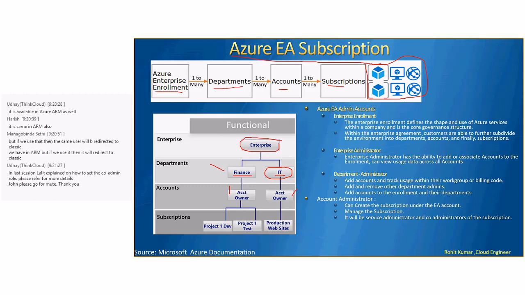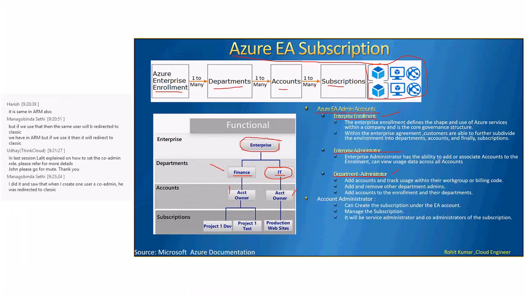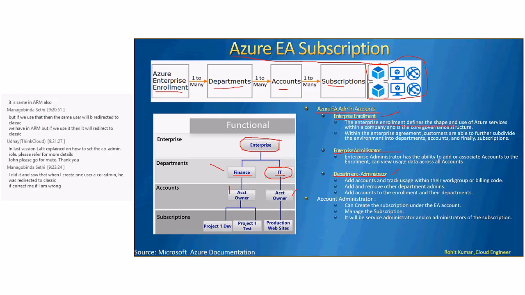So let's say here in the Azure EA admin portal, you'll have three roles; by default the three administrator roles would be there. The first would be enterprise enrollment, the second would be enterprise administrator, the third would be the department administrator. The enterprise administrator has all the rights to your subscription. The enterprise enrollment can define the shape of your Azure services within your organization; it's a core governance structure. It has an enterprise agreement, the customer, and you can divide it into separate departments, accounts, and finally the subscriptions.